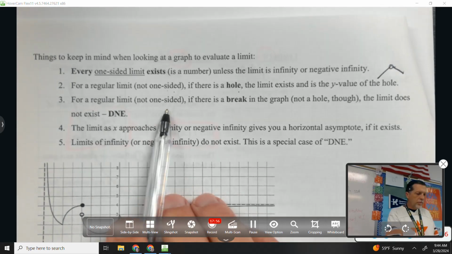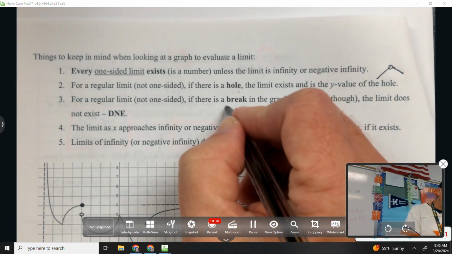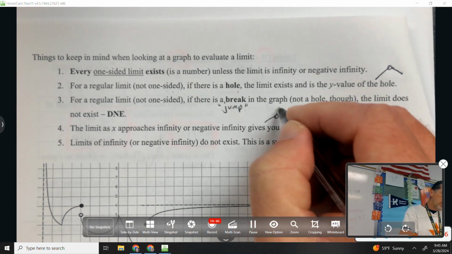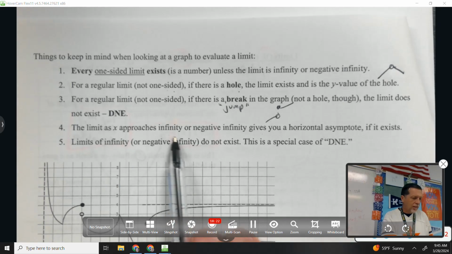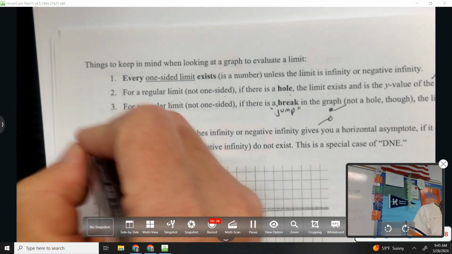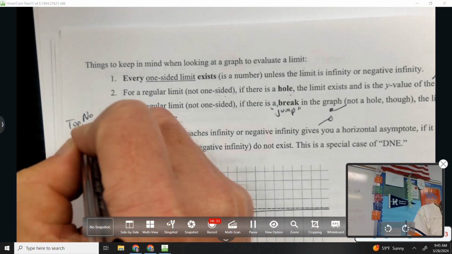For a regular limit, not one-sided, if there's a break in the graph, the limit does not exist. A lot of times we call that a jump. It doesn't matter where it's filled in or not filled in. If there's a jump, that limit doesn't exist. The one-sided limits exist, but the overall limit doesn't exist. The limit as x approaches infinity or negative infinity gives you a horizontal asymptote. Remember, that's the top, no, bottom, O, equal, co stuff.